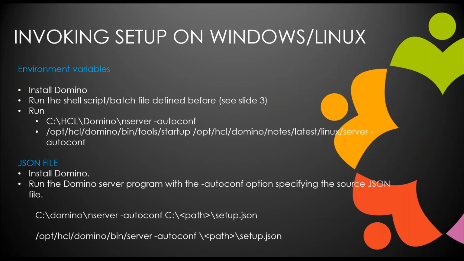or /opt/hcl/domino/bin/server -autoconf. So these are exactly the commands that you have to type. If you do it with a JSON file, again, you install Domino and run the server with the autoconf option specifying the JSON file. Okay, that's it. That's the way you do it.